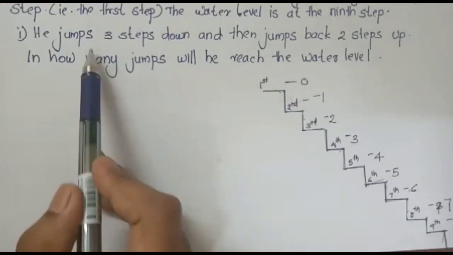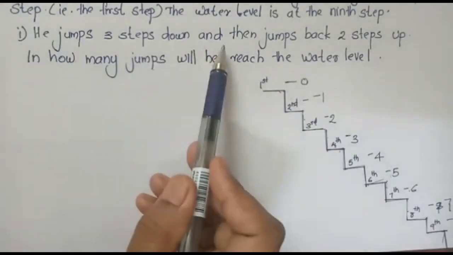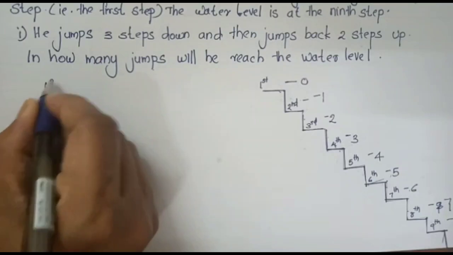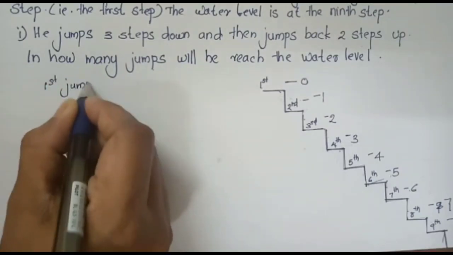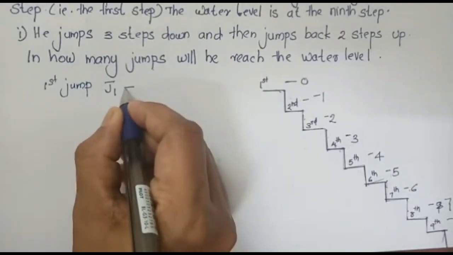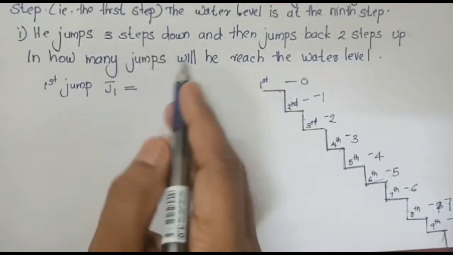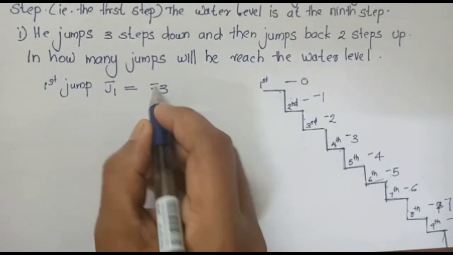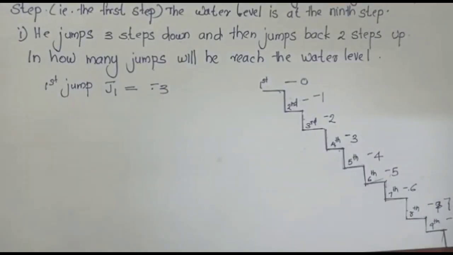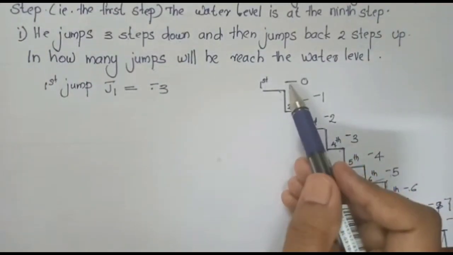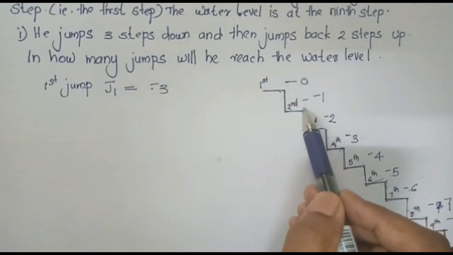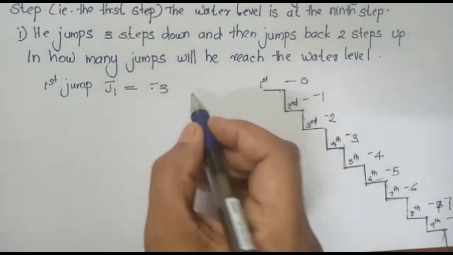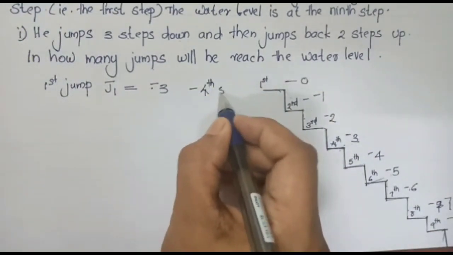He jumps 3 steps down and then jumps back 2 steps up. So his first jump, J1 equal to 3 steps down. I am representing it as -3. I am putting this minus sign because it's 3 steps down. He jumps 3 steps down. So from here 1, 2, 3, he reaches -3, or the 4th step. -3 means the 4th step.